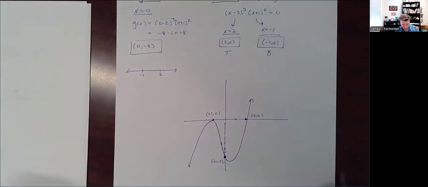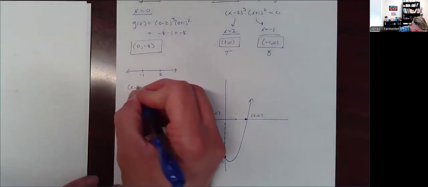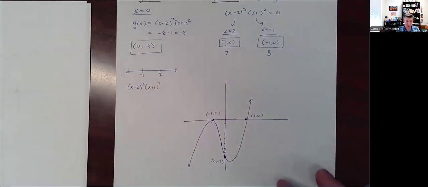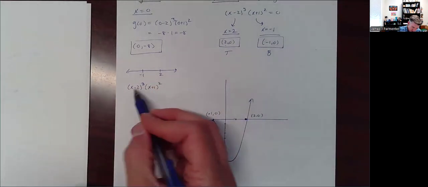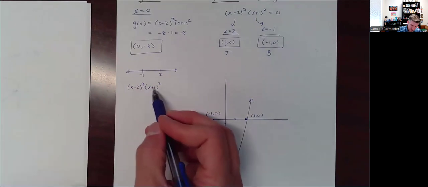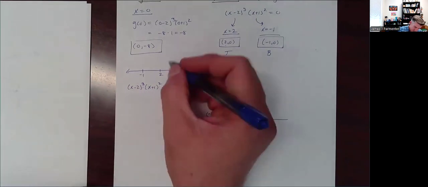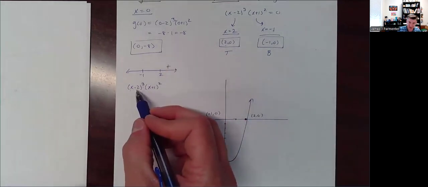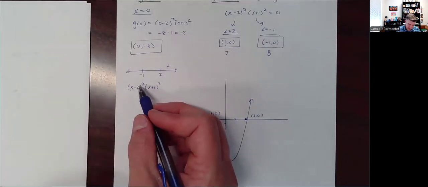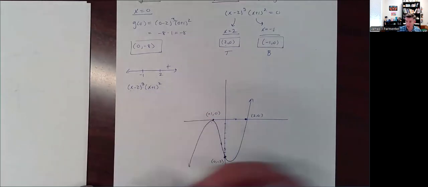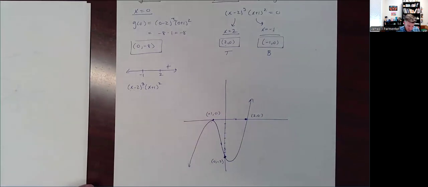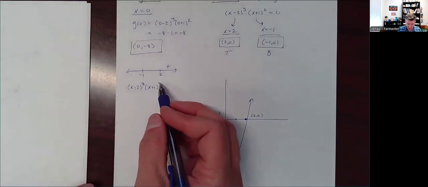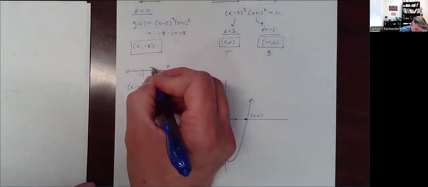Pick a number bigger than 2, like 5. Oh, I should write the function. My function is (x minus 2) cubed, (x plus 1) squared. 5 minus 2 is positive. Positive number cubed is still positive. 5 plus 1 is positive. Positive number squared is still positive. Positive times positive is positive. Pick a number between negative 1 and 2, like 0. 0 minus 2 is a negative, and a negative number cubed is still negative. That's why with the odd power here, the sign does change and the graph does go through. So 0 minus 2 cubed is going to be negative. 0 plus 1 squared is still positive, and negative times positive is negative.